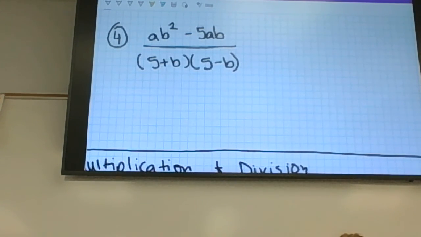What do you think about the top there, Seth? Do you see any greatest common factors? They both have A, both terms have A, and both terms have B. So we're going to take an A and a B and put them in front. If I take an A away from them, I get B squared minus 5B. If I take a B, B minus 5.